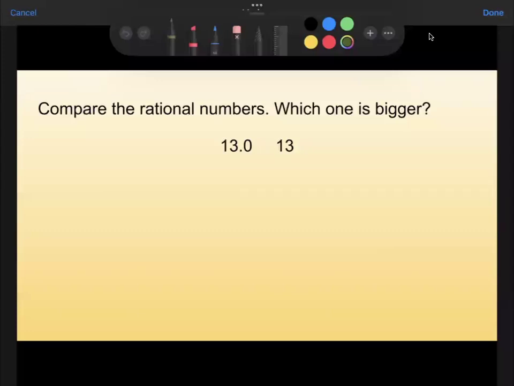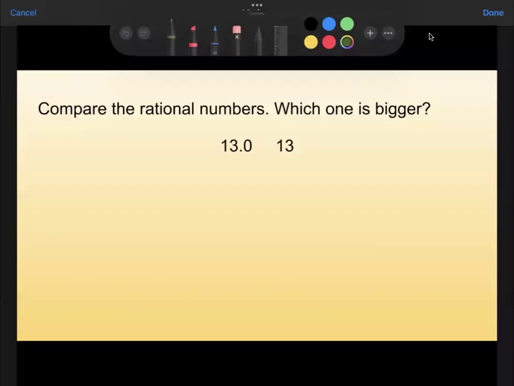Okay, here is our last example for today's video. We're comparing the rational numbers 13.0 and 13 to decide which one is bigger. So when you have a whole number and a decimal, or even when you're comparing any of these rational numbers, it's easiest when they're in the same format. In this case, one is a decimal and one is a whole number.